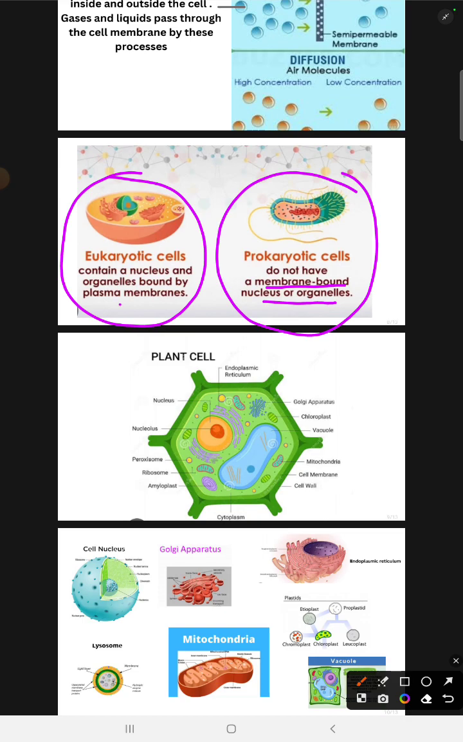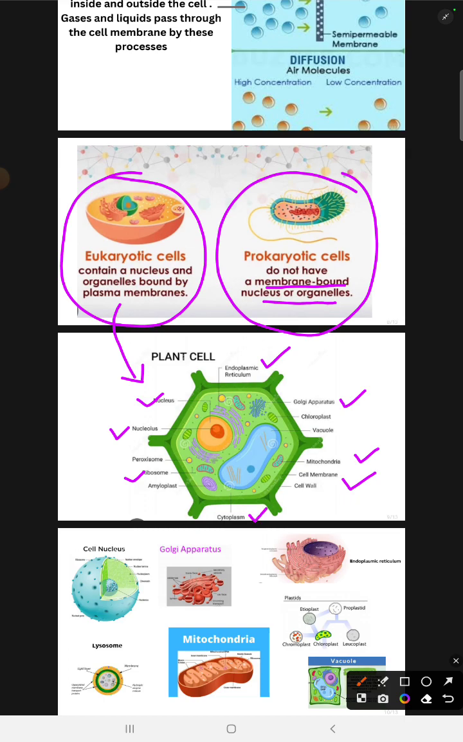This eukaryotic cell is a plant cell. Here you can see the different parts of the plant cell. Plant cells and animal cells are somewhat similar, with the presence of Golgi apparatus, mitochondria, cell membrane, ribosomes, nucleus, nucleolus, endoplasmic reticulum, and the cytoplasm.